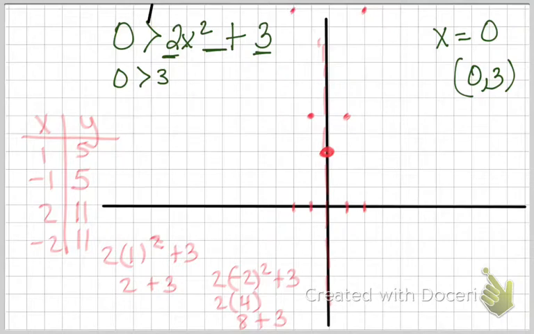I need to now look at my inequality. So this is a greater than sign. It's not an equal sign. If it had an equals underneath, then I would make it a solid line, but it's not. So this is a dotted line again. That means all the values on this line are not solutions. They would not make this true.